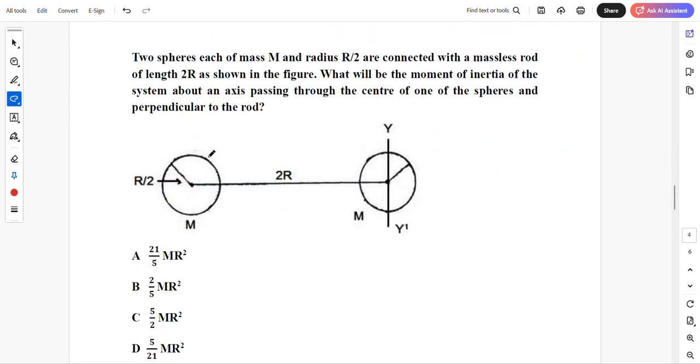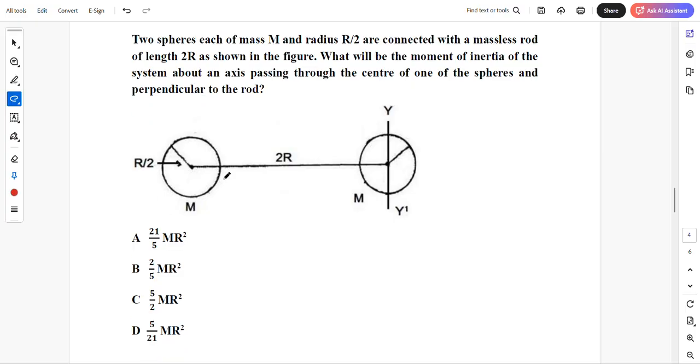Next problem, let's see what this is. Two spheres, each of mass m and radius r by 2, are connected with a massless rod of length 2r as shown in the figure. What will be the moment of inertia of the system about an axis passing through the center of one of the spheres and perpendicular to the rod?